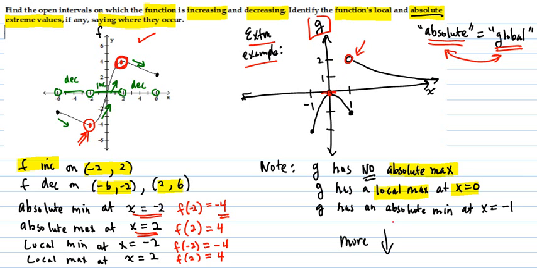G has an absolute minimum achieved at x equals -1 right there. And the absolute minimum value looks like -2. G of -1 looks like it's about -2. Then we go on for another example.